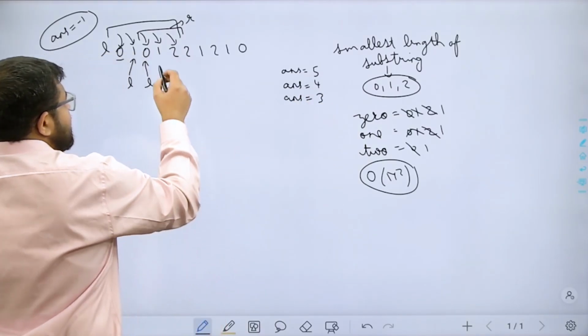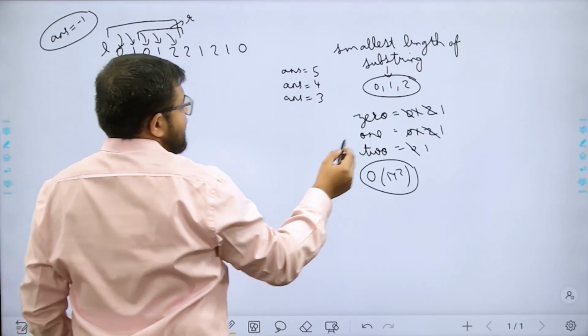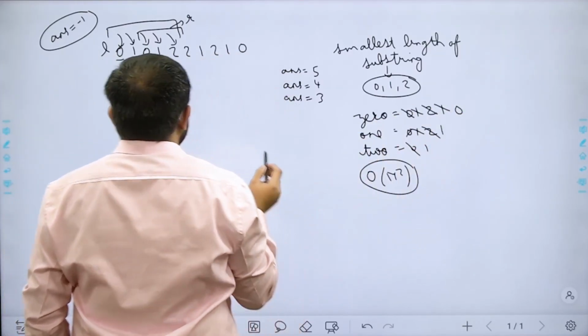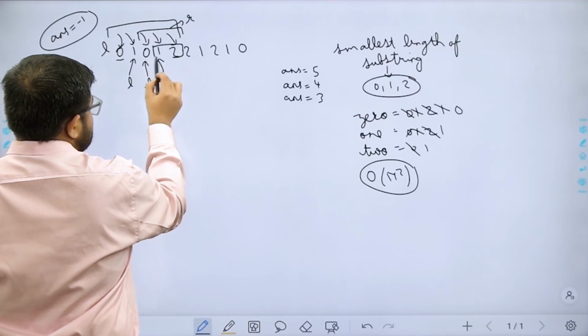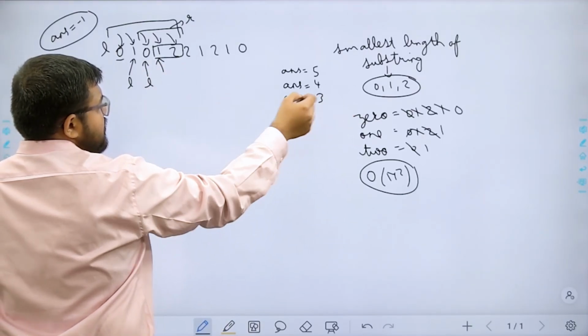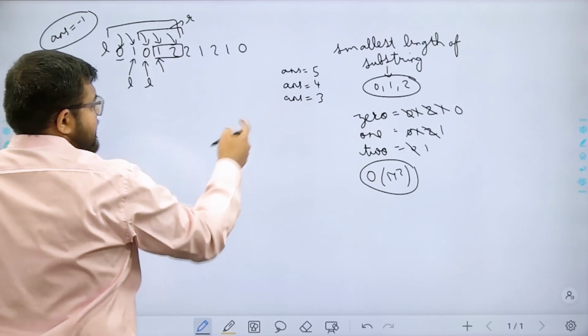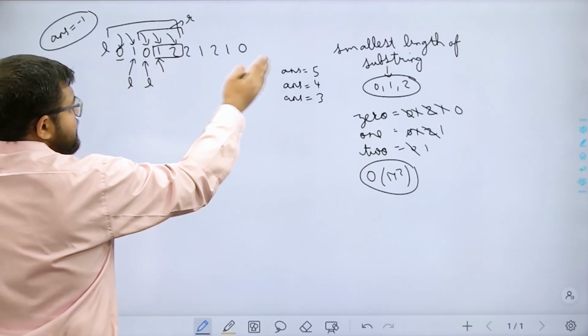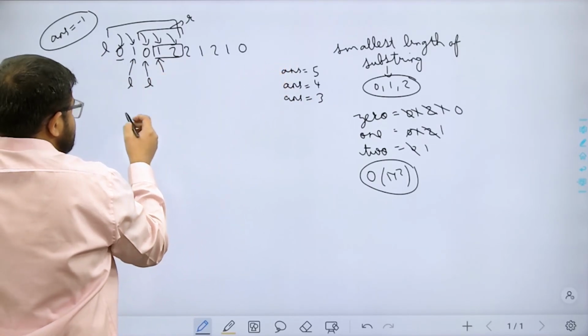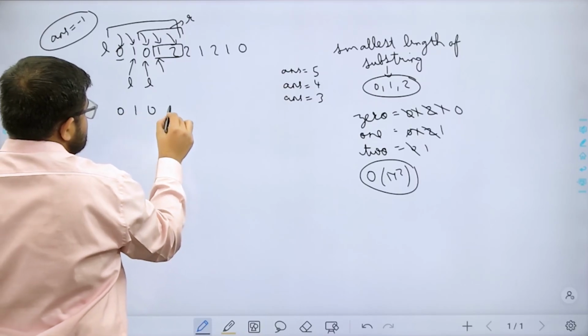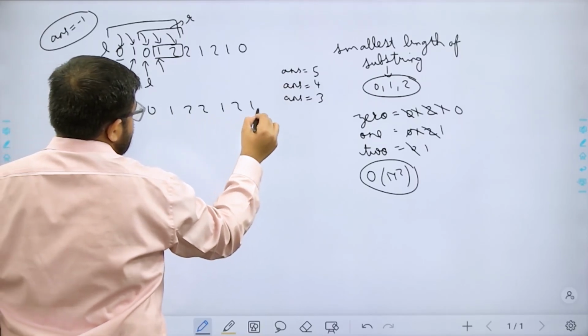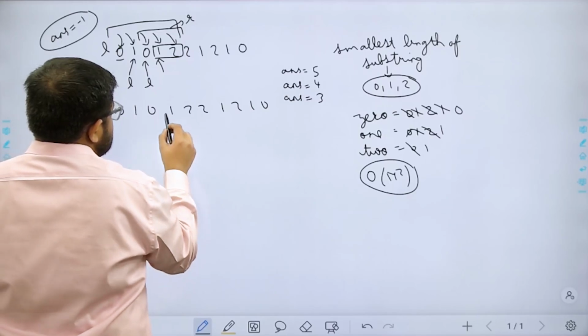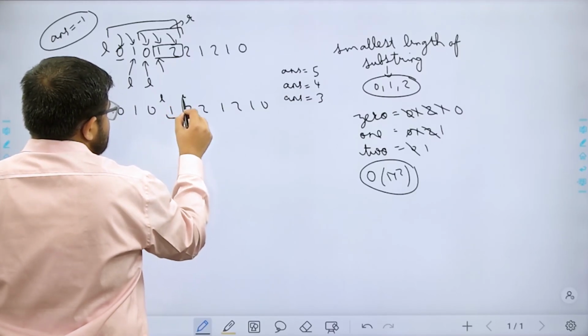Again I will increment L. So my L will come here and now the count of zeros will become 0 because now I am considering only this substring. But now since all three are not present, we'll not compare it with my answer, and now we'll increment the substring from the right hand side. So at present I have 0 1 0 1 2 2 1 2 1 0, and this is the substring. This is my L and this is my R.